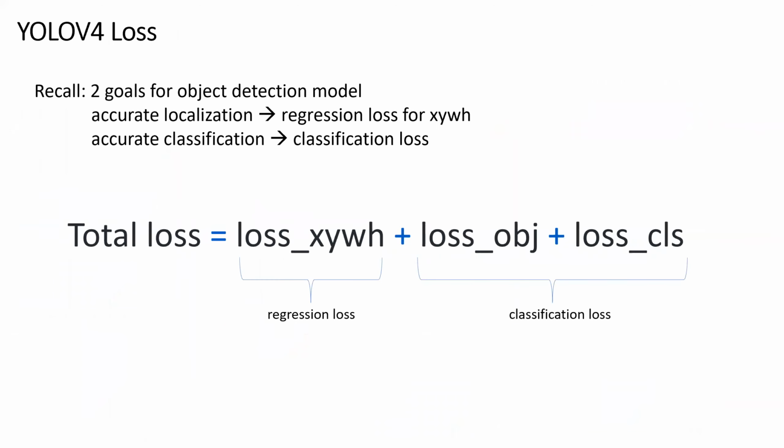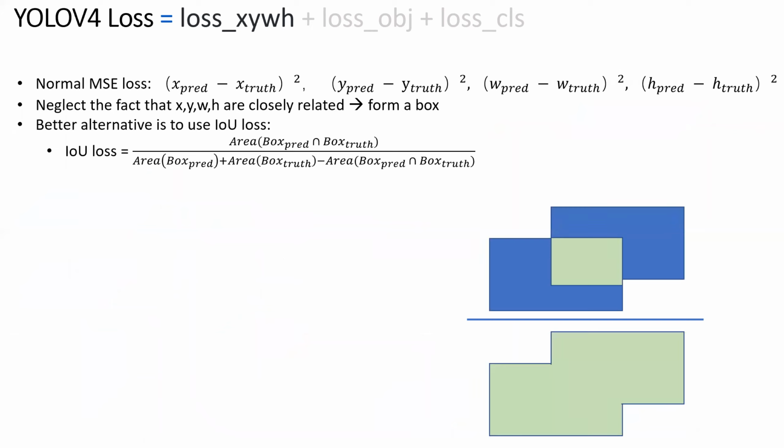Okay, regression loss and classification loss. For the regression loss, a natural option is to just use the normal MSE loss, which is the squared difference between prediction and truth. But it neglects the fact that x, y, w, h are closely related because they form a box. So a better alternative is to use intersection over union loss. It's just the ratio between the overlapping area of the predicted box and ground truth box divided by the union area of the predicted box and ground truth box.